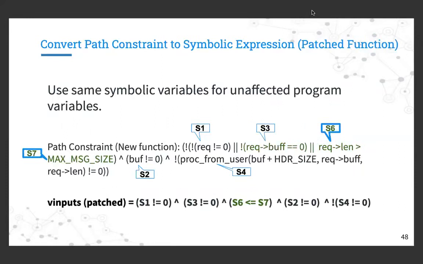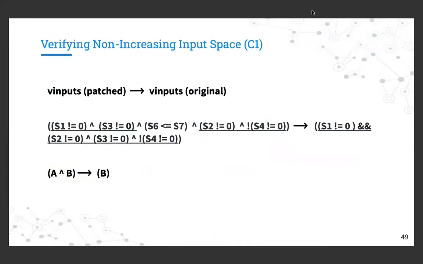However, here for the statements that are affected by the patch, we use new symbols. So for instance, here S6 and S7 are present only in the path constraint of the patched function. So these are the new symbols added during symbolic compilation of the path constraint in the new function. Once we get the symbolic expression, we need to show that all the valid inputs to the patched function are also valid inputs to the original function, which is to prove the implication. This can be represented by the corresponding symbolic expressions, which can be reduced to modus ponens, as shown at the bottom of the slide, which obviously holds. That's why the patch satisfies condition C1.